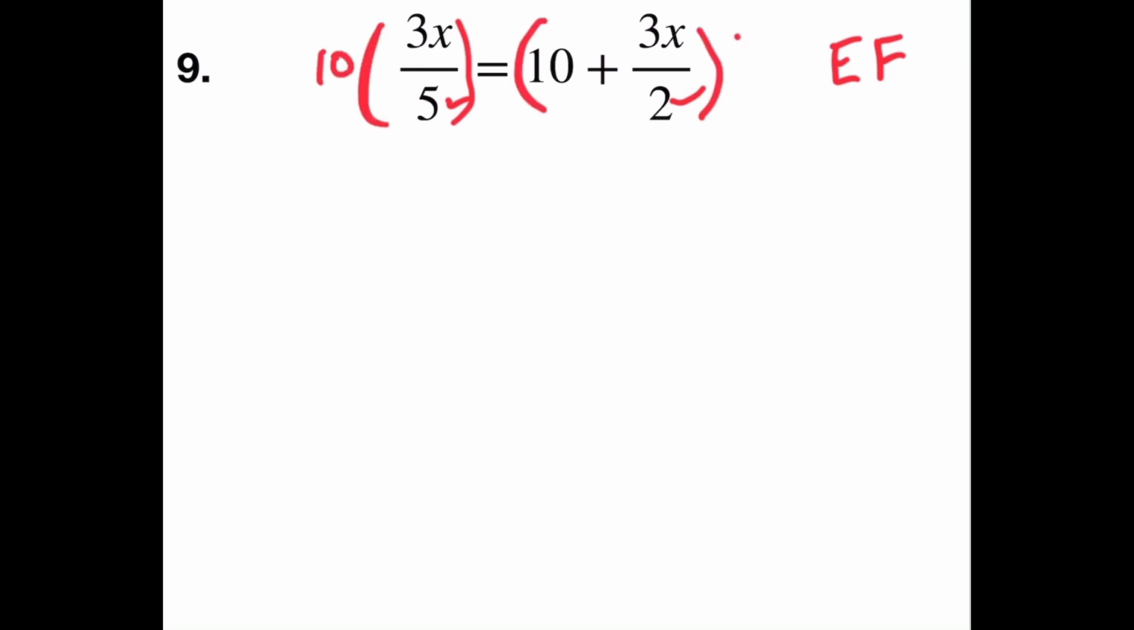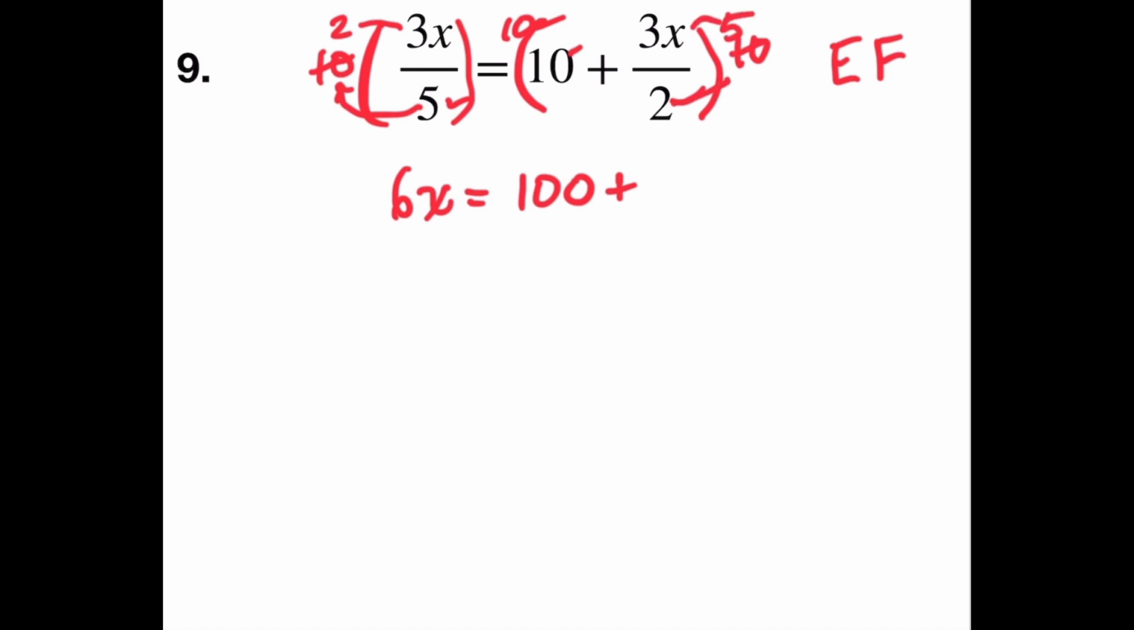If you want, you can put a 10 next to every term, since multiplying both sides means multiplying every term. So again, I'm going to ask the question, 5 divides into 10 how many times? And the answer is 2. 2 times 3x is 6x on the left side. 10 times 10 is 100, plus 2 divides into 10 5 times. 5 times 3x is 15x. So that step is finished.